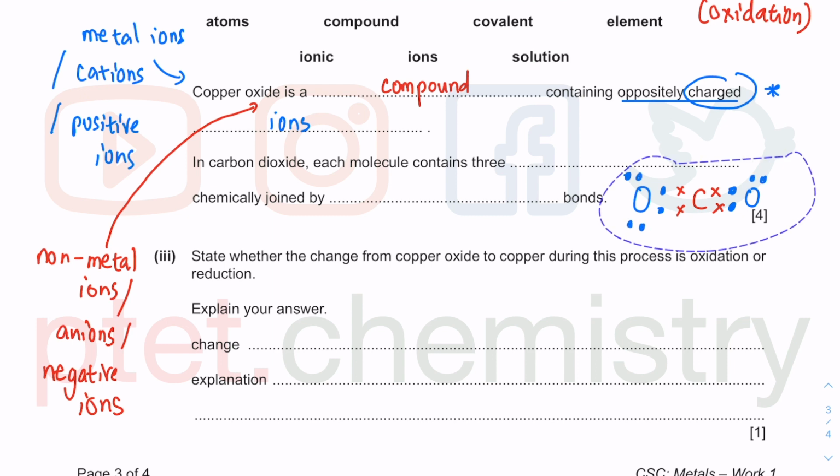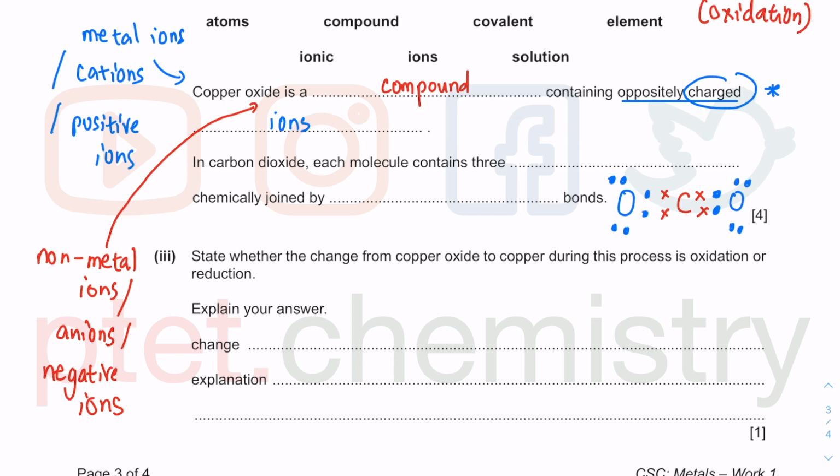This is as stated in the year 9 syllabus under the covalent bonding topic, and therefore these atoms are chemically joined by covalent bonds. Covalent bonds involve sharing of electrons. If I draw out this thing here, this is 1 covalent bond, this is 2 covalent bonds, this is 3 covalent bonds, there are 4 covalent bonds.